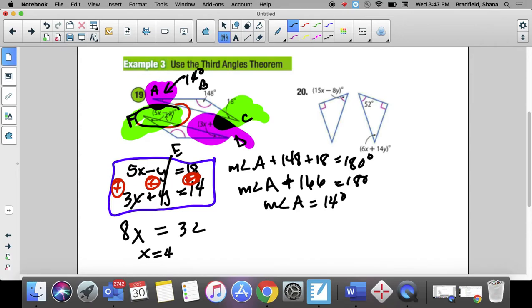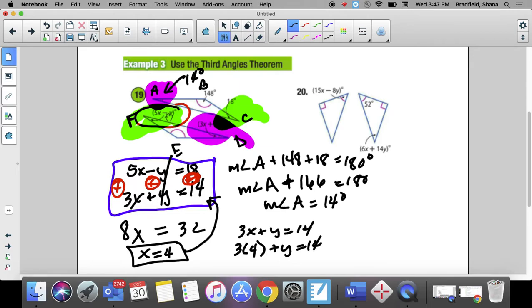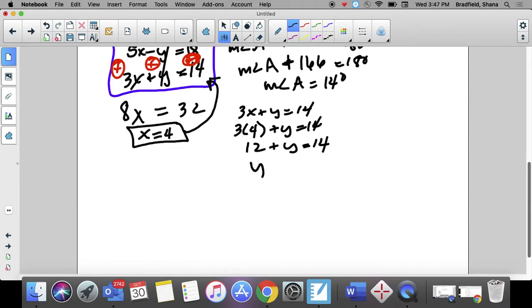So x is 4. Once I get one of the numbers, then I can substitute it back into either of the original equations and solve for y. And I'm going to put it in the bottom one there. It says 3x plus y equals 14. I'm going to substitute x in, so I have 3 times 4 plus y equals 14. That's 12 plus y equals 14. Subtract 12, we get y equals 2.